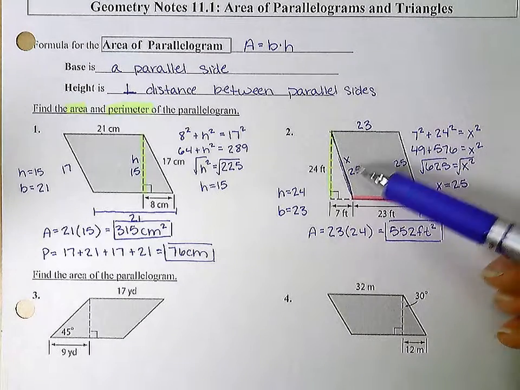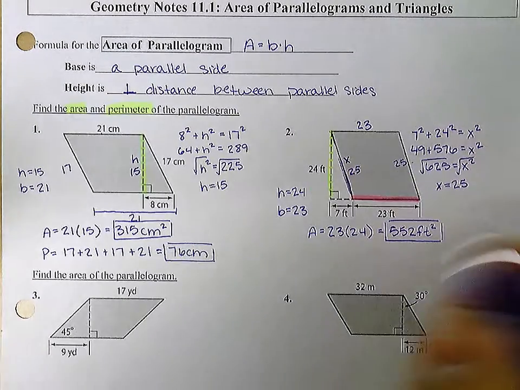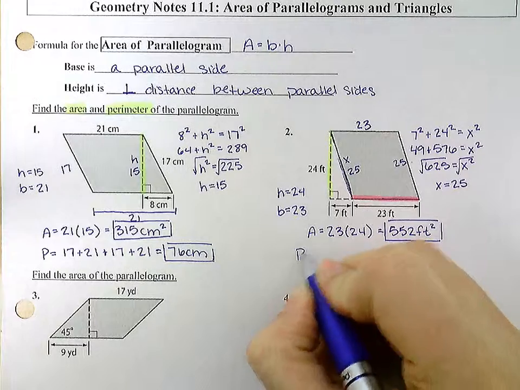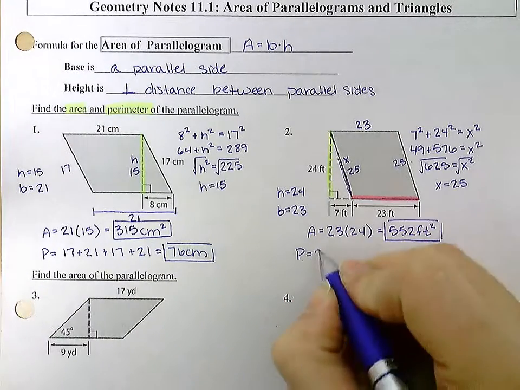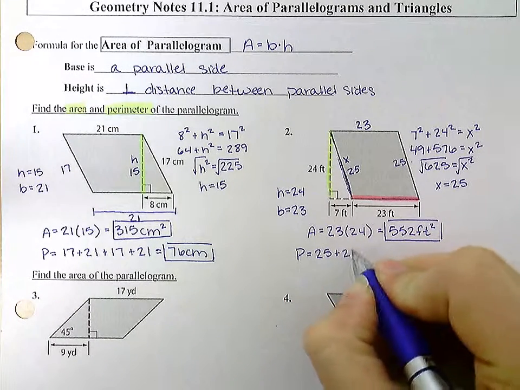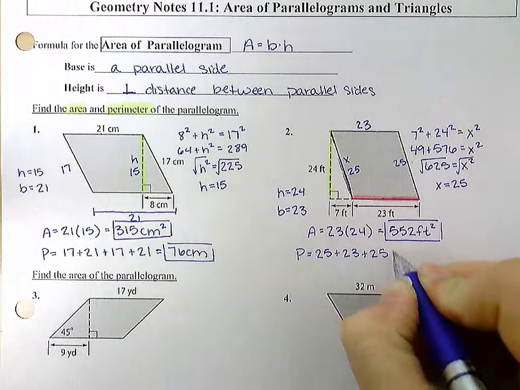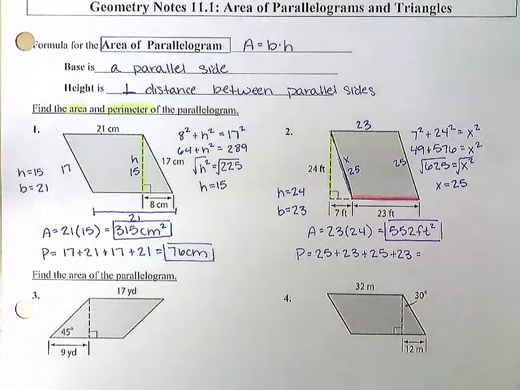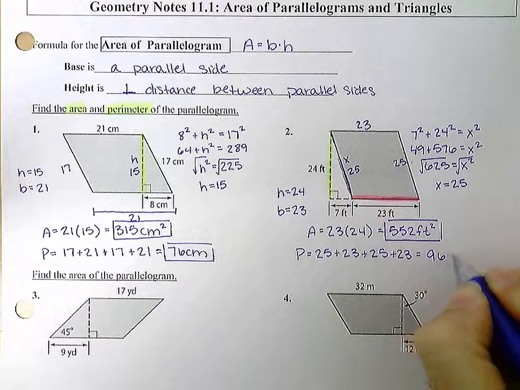Okay, so now that I have all 4 sides of that parallelogram, I can find the perimeter. So we have 25 plus 23 plus 25 plus 23. And that should be 96 feet.